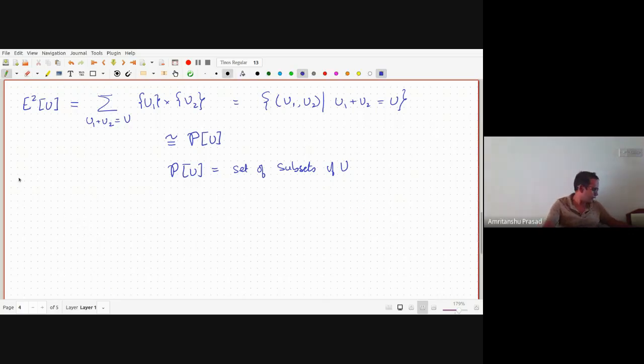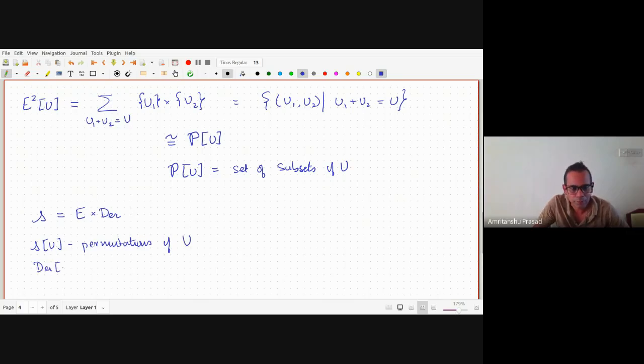Here's another very standard example of a species product. S equals E times Der. So S of U is all permutations of U. The action of Sn on this is by conjugation. We saw this last time. And Der of U is derangements of U. That is permutations which are fixed point free.